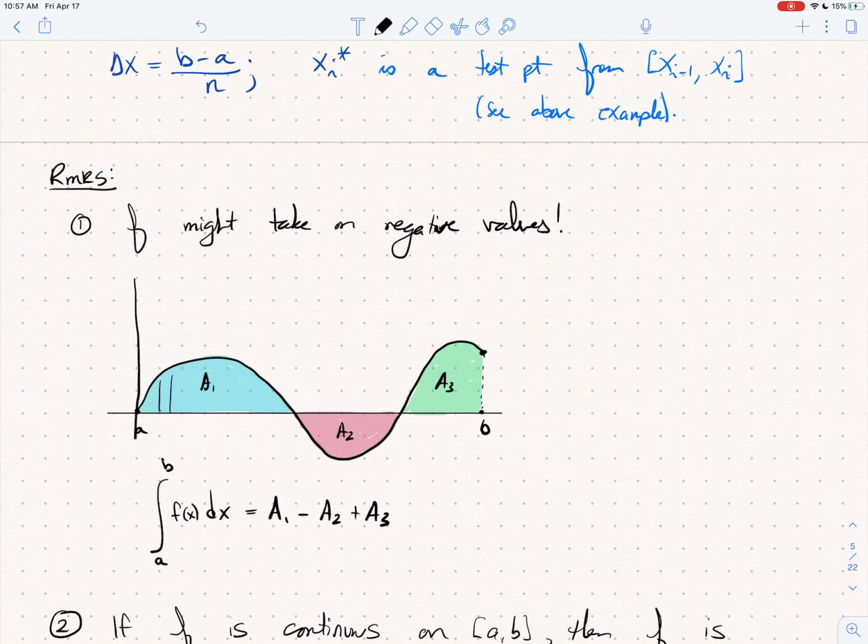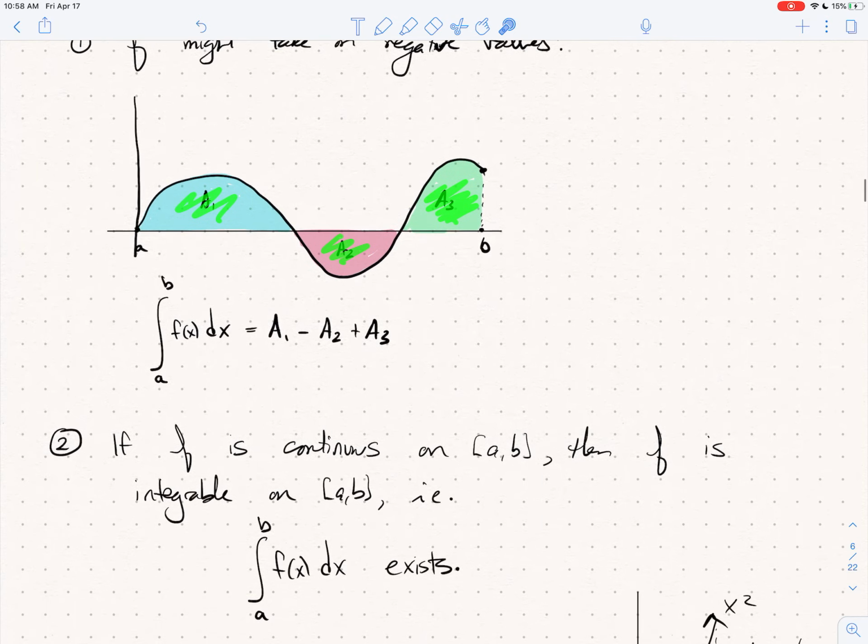So we still do the rectangles. You're still estimating and taking a limit, but the answer that you get might not explicitly be area. In this case, it's not going to be the sum of these three areas. It's going to be the positive area, plus the positive area, minus the negative area here.